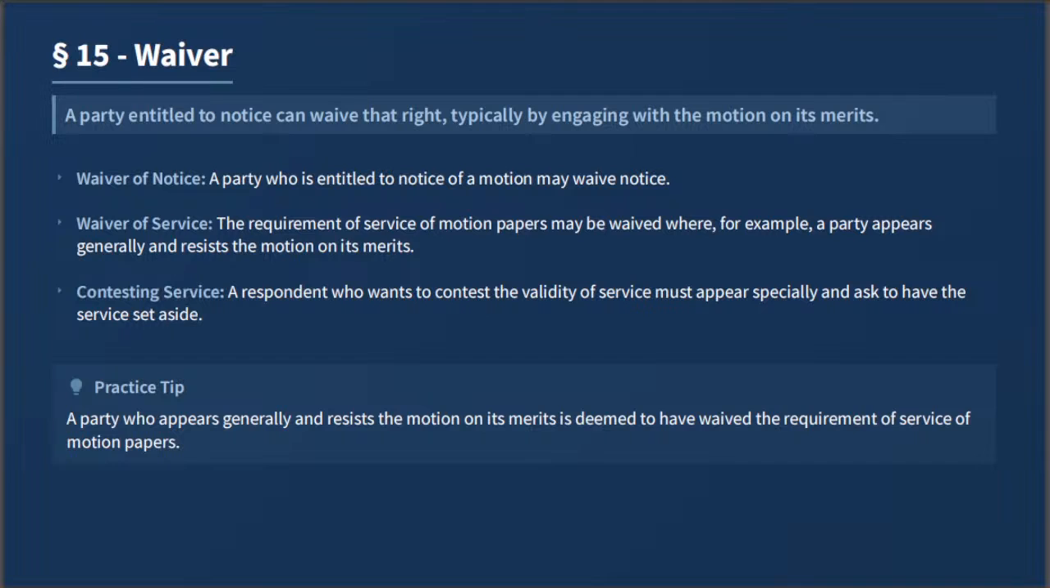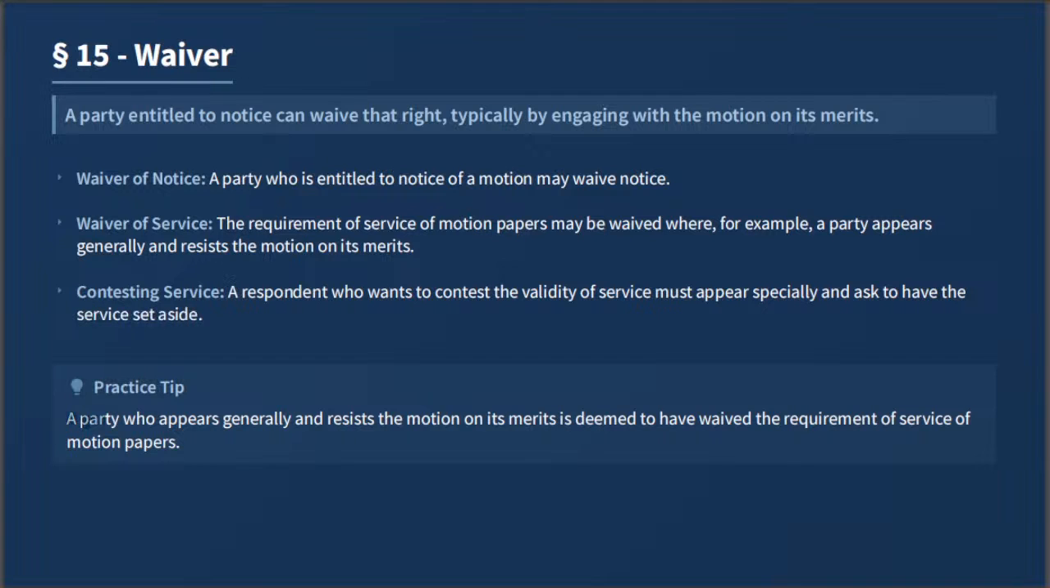Contesting service. Now, how do you get out of that trap of waiving service if you don't intend to, but it's being done because, again, by resisting on the motion merits, you're engaging with the motion on its merits, and that's waiving the right in the eyes of the court. So how do you contest that? A respondent who wants to contest the validity of service must appear specially. They make a special appearance, and they ask to have the service set aside. You appear specially and ask the court to have the service set aside.